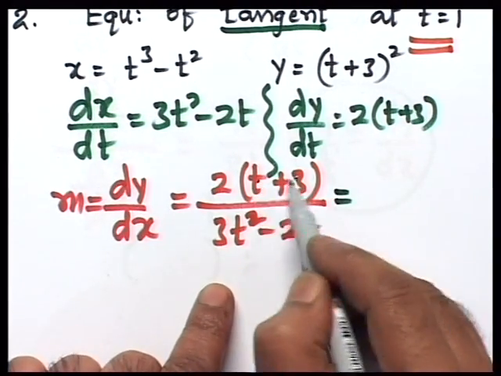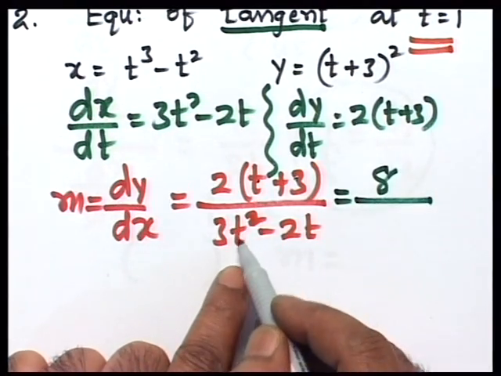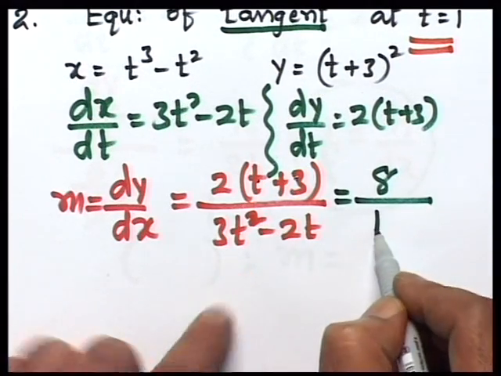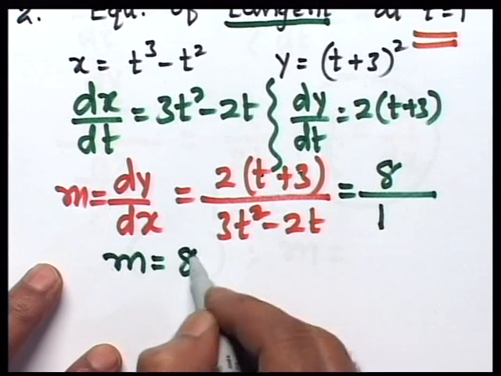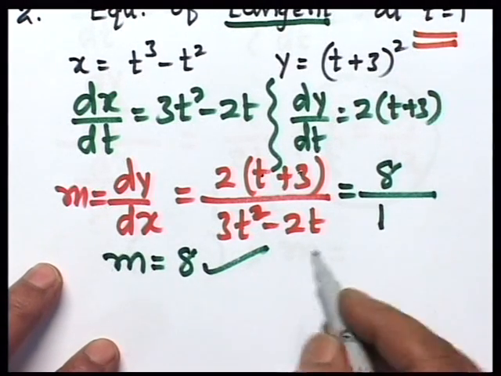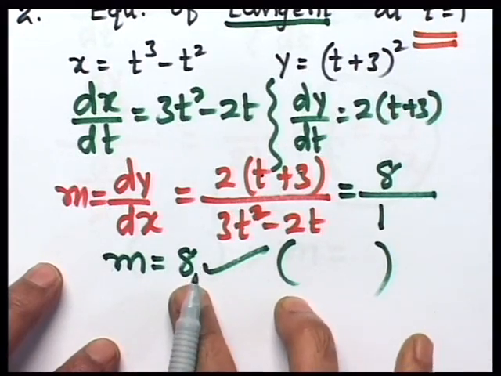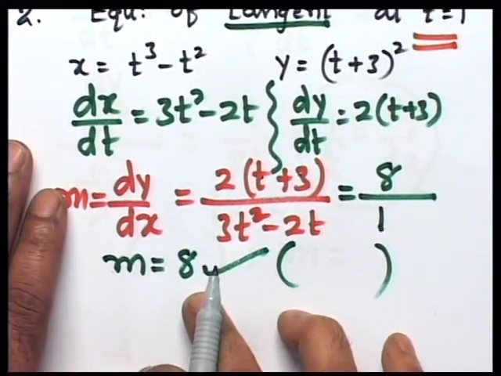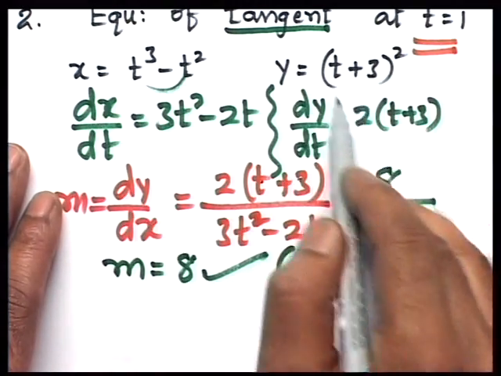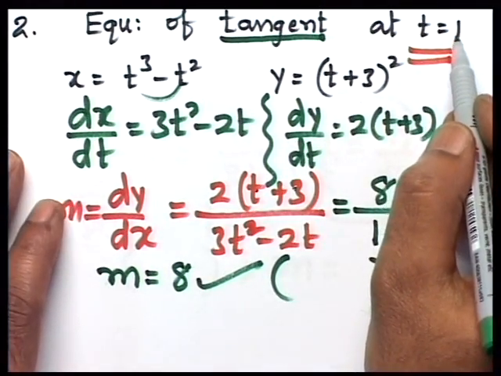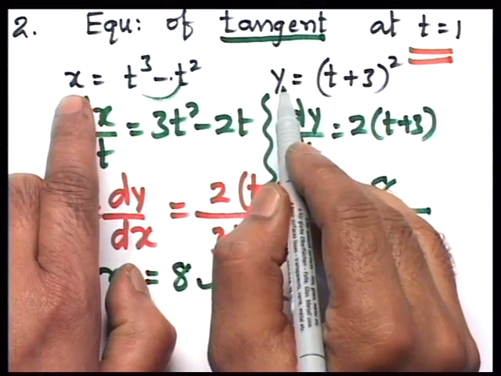So 3 plus 1, 4. 4 times 2, 8 is on top. t equals 1 here. So 3 minus 2, which is 1. So it's just 8. So m equals 8. We got gradient. We need a point. Then we can find the equation of the tangent, right? The general x coordinate is this and general y coordinate is that. If you substitute 1 in both of that, in place of t, you will get x and y points.